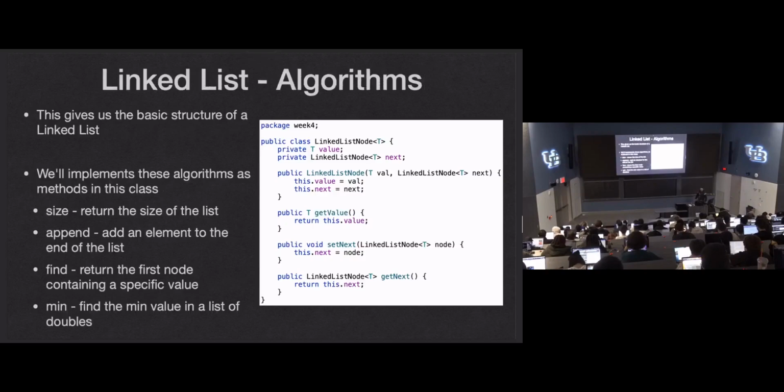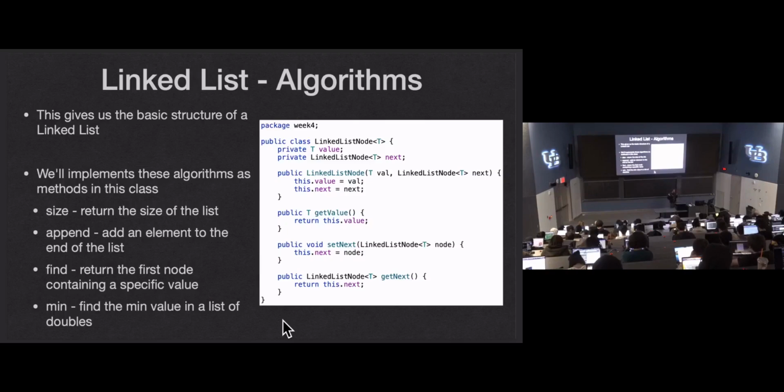Now we want to talk about 4 algorithms. This is the rest of the lecture. We want to talk about these 4 algorithms. Size, get the size of the list. Append, add an element to the end of the list. Find a specific value. And the biggest one of these 4 is going to be min. Find the min value of a list of doubles.